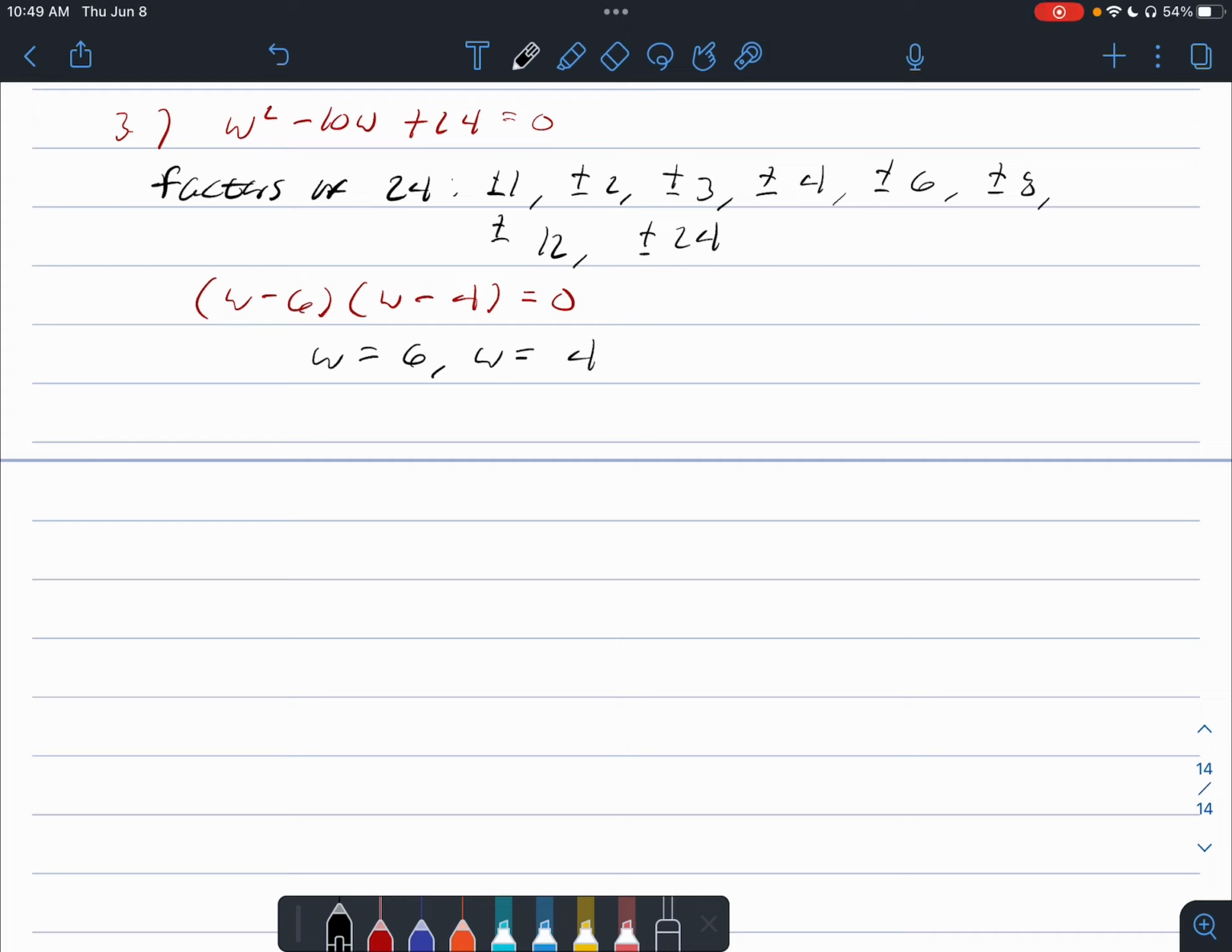And hopefully we can see why that works given our previous examples. If we plug in 6 for this w here, this would be equal to 0 times 6 minus 4, so it doesn't matter what 6 minus 4 is because this is 0. And if we plugged in 4 here, we would get this one equal to 0, and so then the whole equation would be equal to 0. Okay? So there we go. w equals 6 and w equals 4.